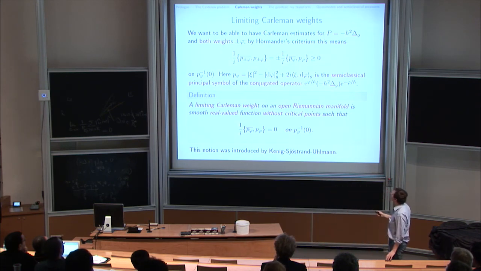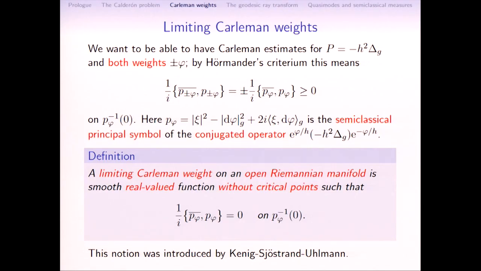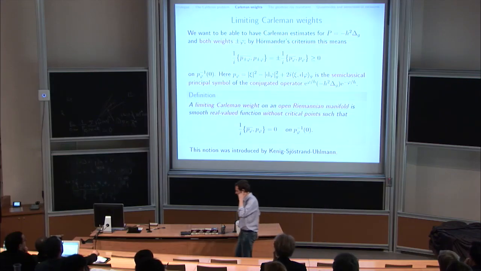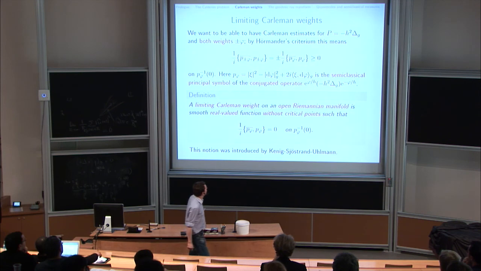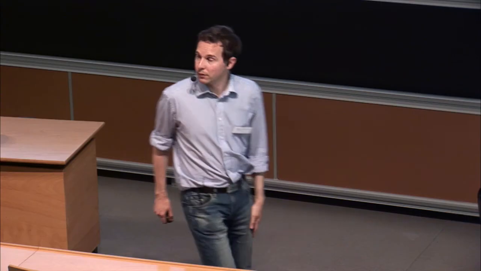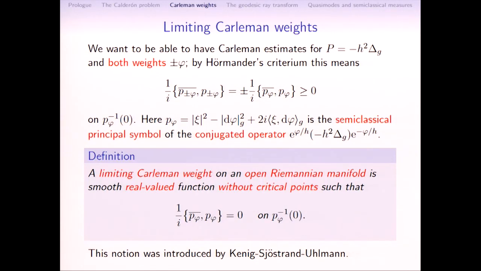Okay? And in the case of the Laplace-Beltrami operator, you can actually explicitly compute the principal symbol of this operator. It's just a norm with respect to the metric. There's a G missing here. And then because it's a non-self-adjoint operator, there's a real part and an imaginary part. And if you look at the characteristic set, this is a sphere in the cotangent space. So this is the reason why you need this notion of limiting Carleman weights, and those are those weights for which this Poisson bracket is 0 on the characteristic set.